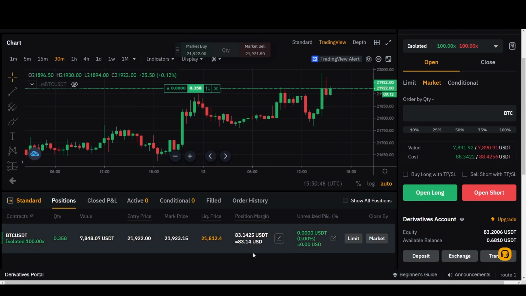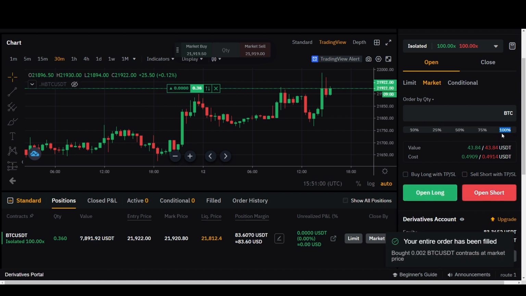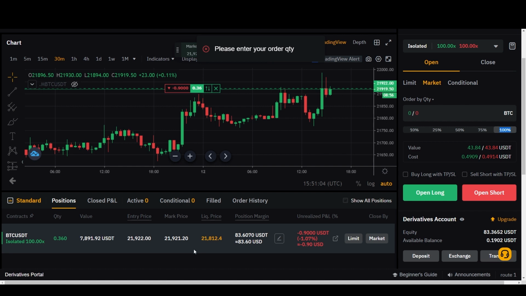So I just placed the order. My liquidation price is right here. It says I'm 100x. $83.